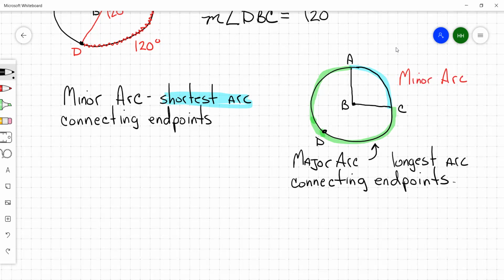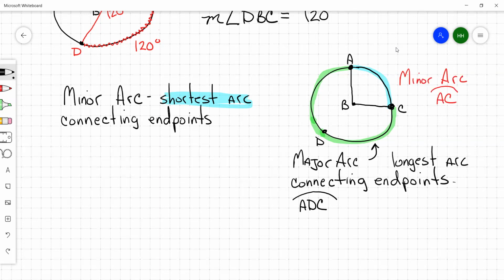Now, when you're describing these two arcs, the way that you describe them to keep them different from each other, this minor arc would be described as arc AC. That means start at A, go directly to C, the minor arc. This major arc you would describe as arc ADC. That means you're going to start at A, you're still going to end at C, but you're not going to go directly. You're going to go through D, so you have to go the long way around the circle.